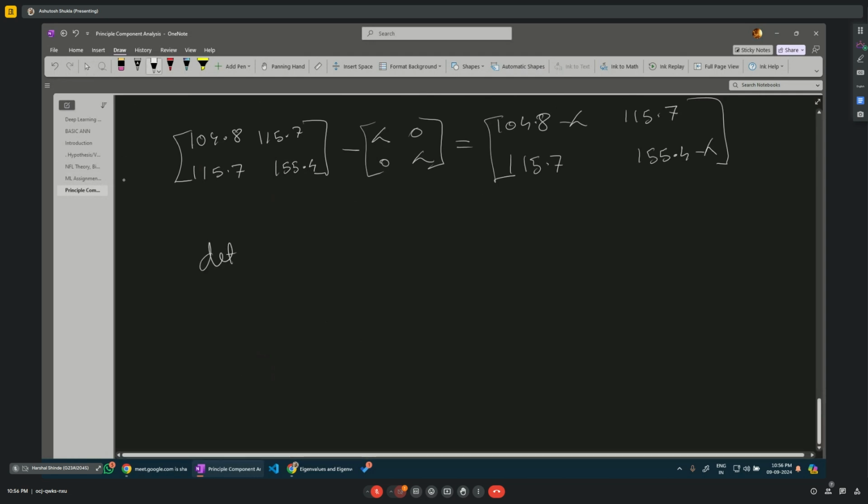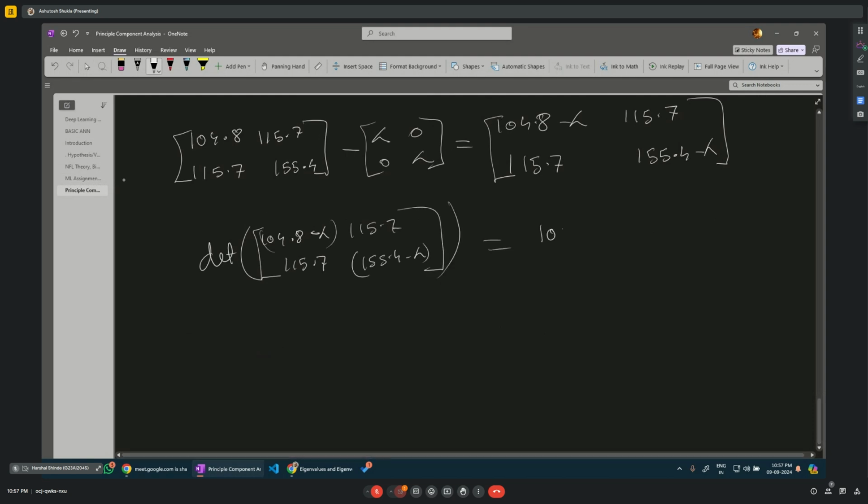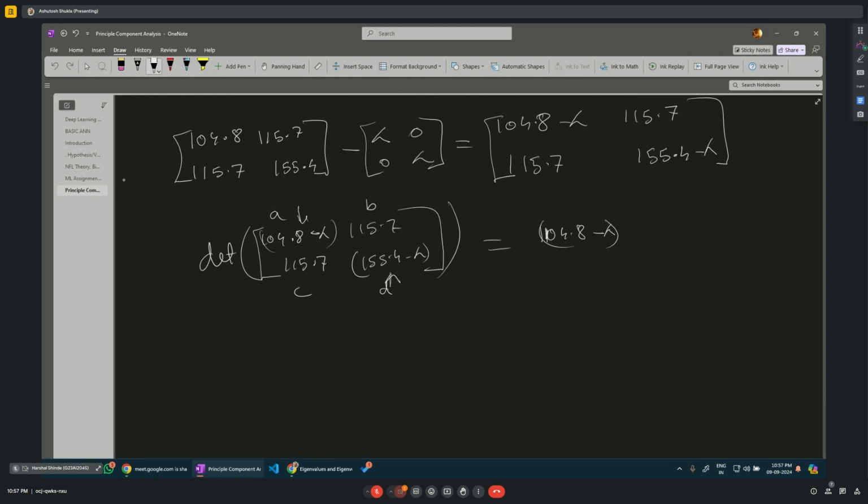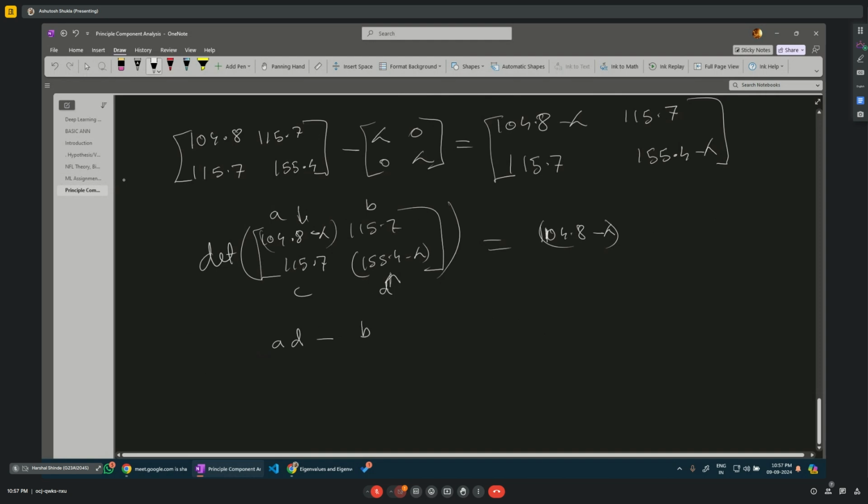So the determinant of the matrix with 104.8 minus lambda, 115.7, 115.7, and 155.4 minus lambda equals 104.8 minus lambda, which is basically this point multiplied by this point. So if this was A, this is B, this is C, this is D, then the determinant is AD minus BC: the multiplication of these two and these two.